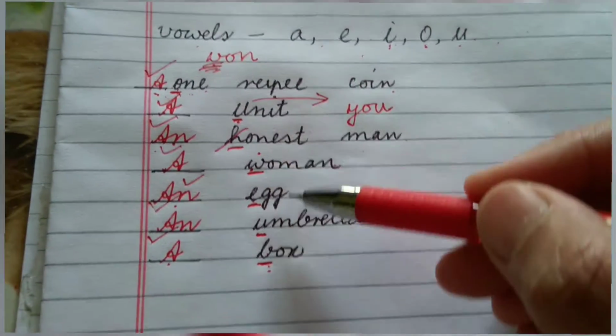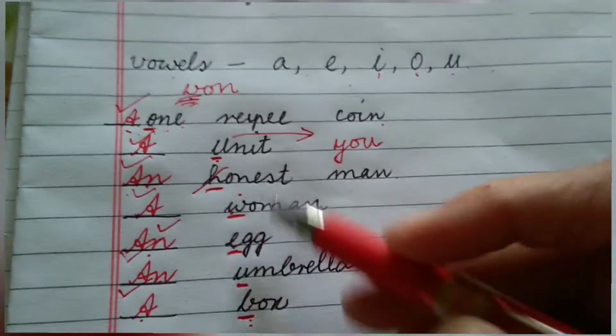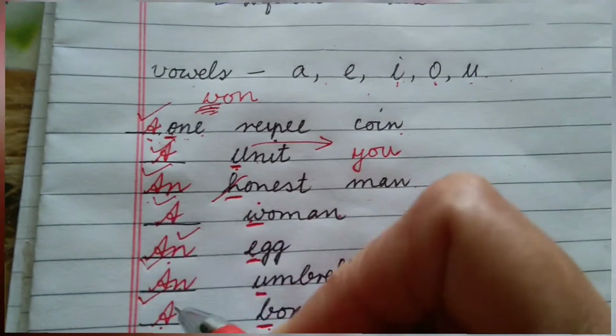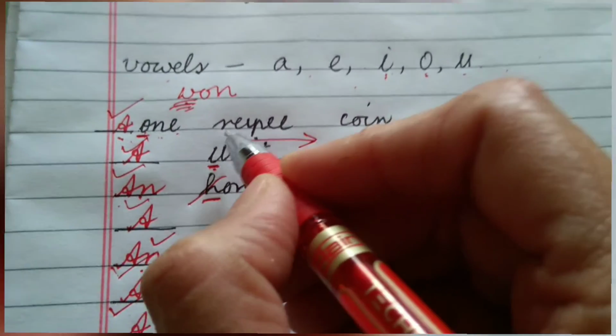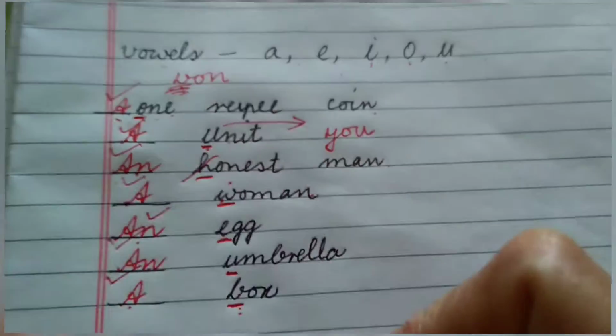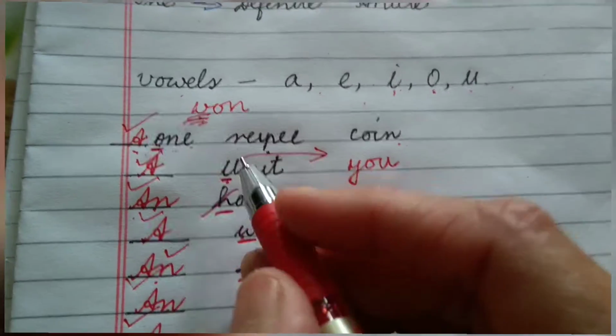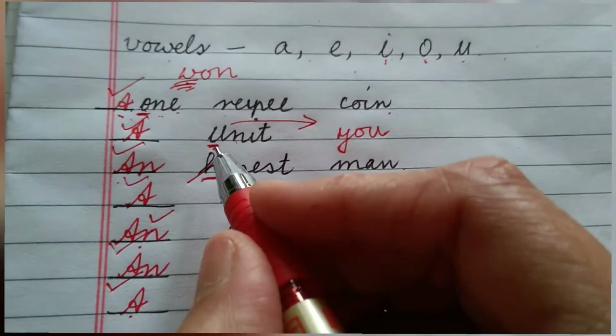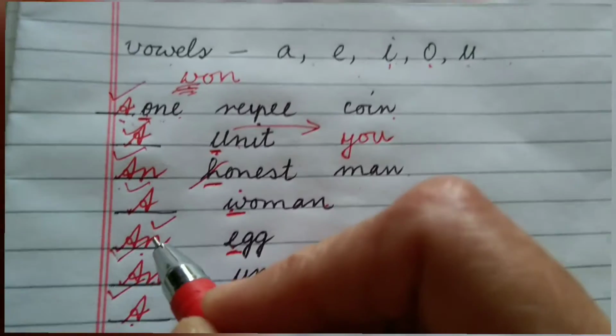In this way, you have to check the sound. You don't have to write a or an blindly looking at the first letters of the word. You have to find out whether it is making a vowel sound or a consonant sound.